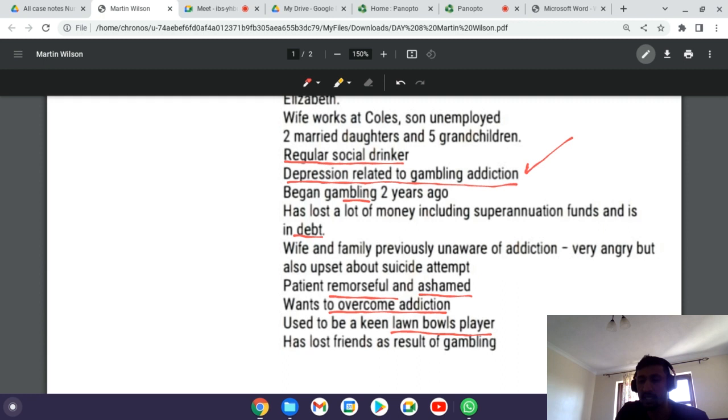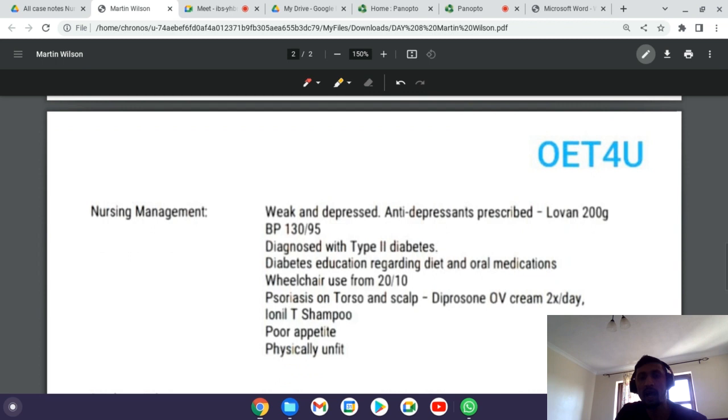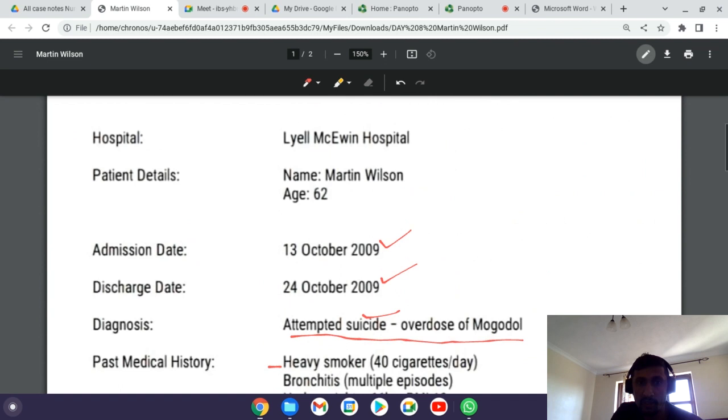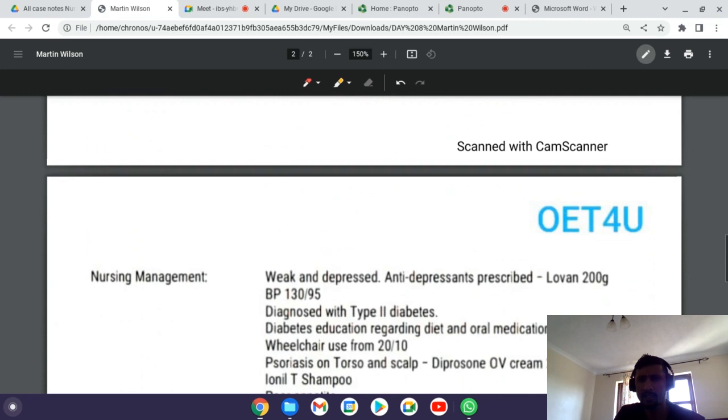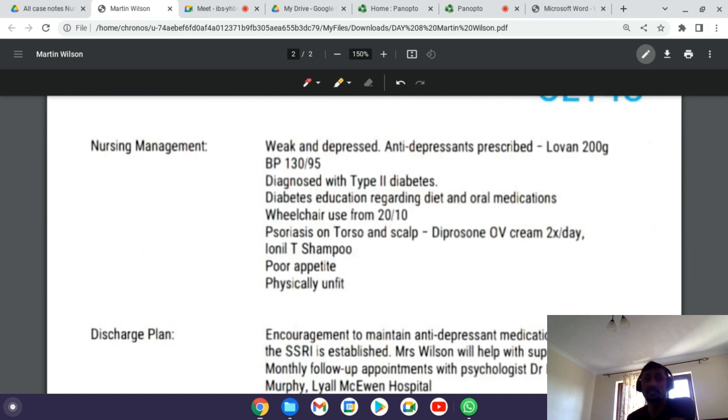Yes, okay, yeah. What had you done with this patient, nursing management, all right? Because the patient was with you, how many days? Just think about that. 13 October 2009 to 24 October 2009. So that means the patient was with you around 10 days. Okay. So in those 10 days, what nursing management had you done? That is under this heading. So you have to tell me which one is important, which one is not important, all those things.